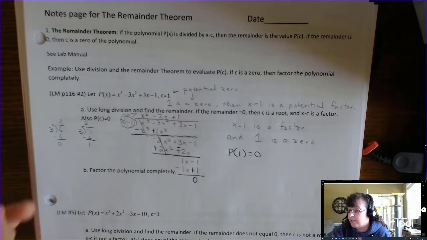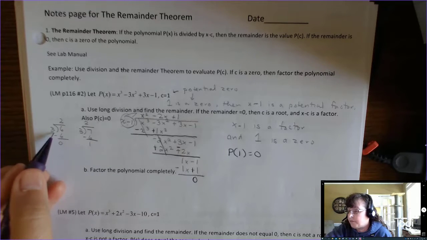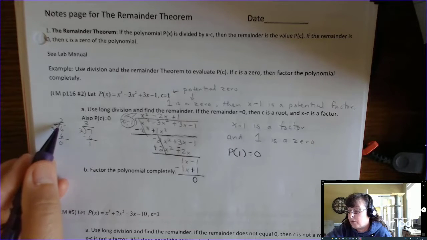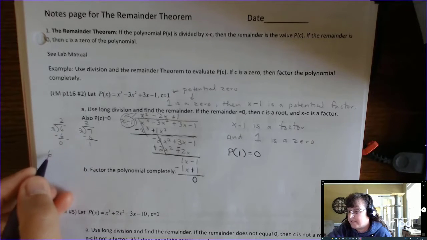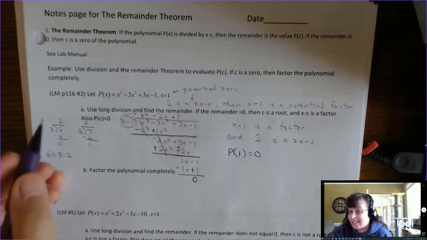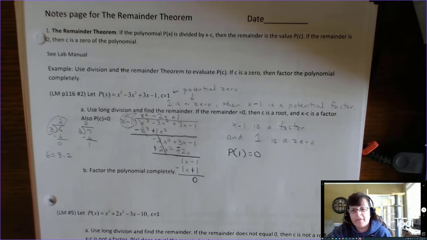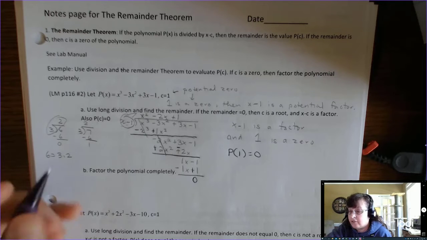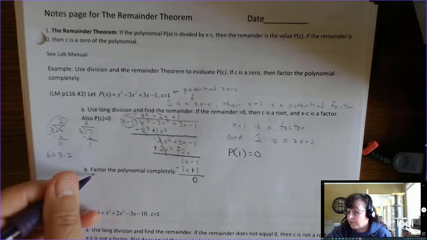Okay. So if 3 is a factor of 6 and the quotient is 2, that means that 6 factors into 3 times 2. 3 and 2 are the factors of 6. So it turns out that long division is a kind of a cool way to factor. So it says factor the polynomial completely.